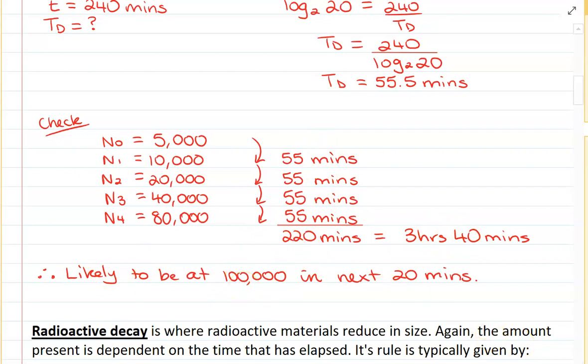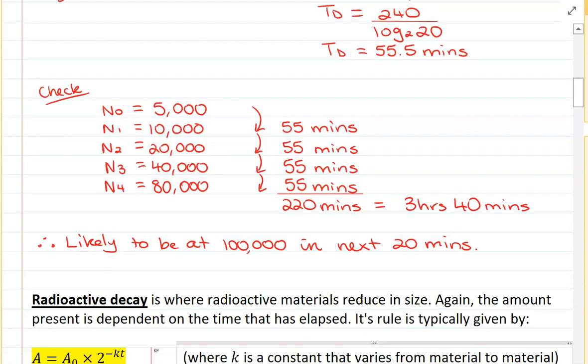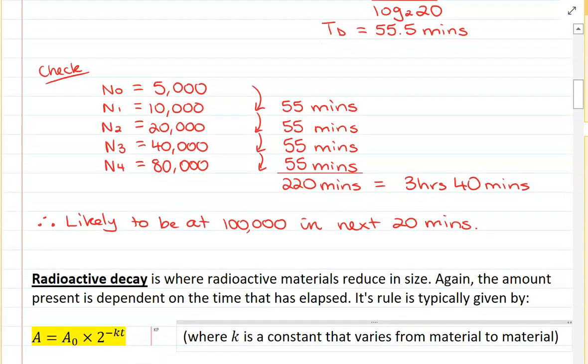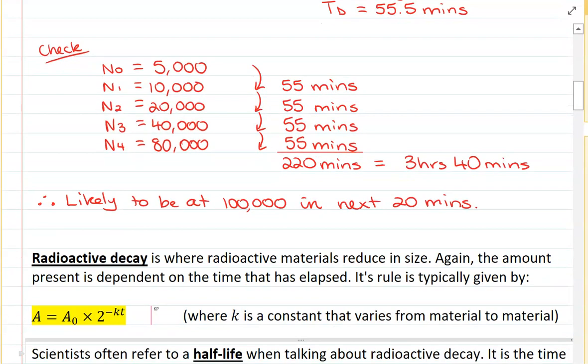All right, let's look at another application of exponential equations. We've talked about decay, so let's look at radioactive decay. Radioactive decay is where radioactive material reduces in size. Again, the amount present is dependent on the time that has elapsed. So this is a rule that we generally use. Now, it's very similar to the previous one, where A0 is the initial, 2 is our decay factor, and then our power is negative kT, and k is the constant that varies from material to material.